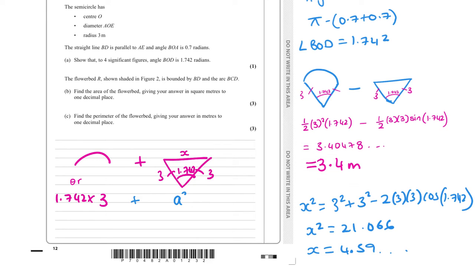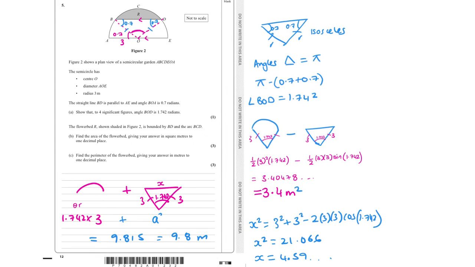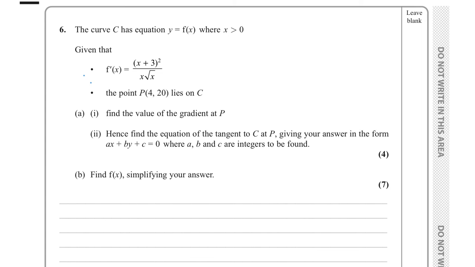Etc. So I need to do 1.742 times 3 plus the answer. So this gives me a grand total of 9.815. One decimal place, 9.8 meters. I just realised this was meters squared earlier because we were talking about areas. So 9.8 meters. So actually, that was a really nice question, wasn't it? Beautiful.